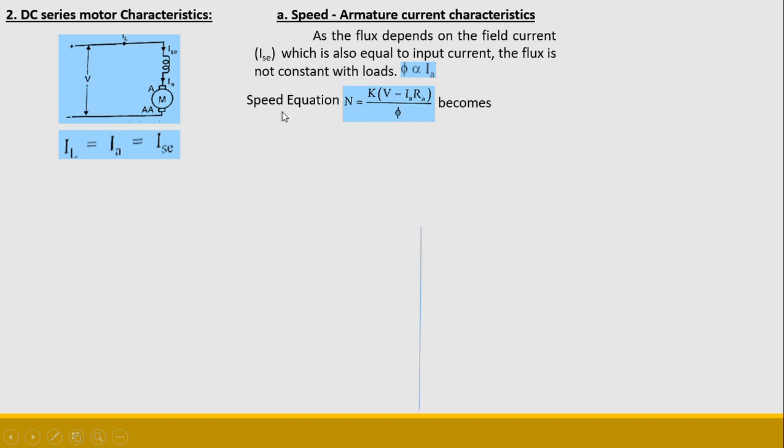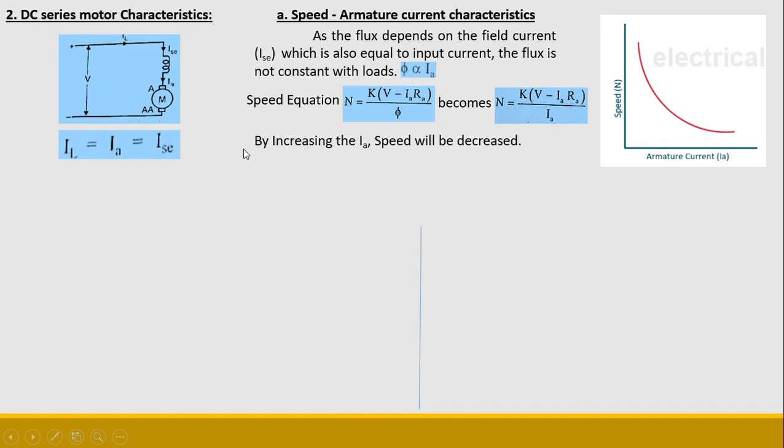So again, you have to take the speed equation. N is equal to K into V minus IaRa divided by phi, which becomes N is equal to K into V minus IaRa divided by Ia. Instead of writing phi, we have written Ia because phi is proportional to Ia. By increasing the armature current, speed will be decreased.